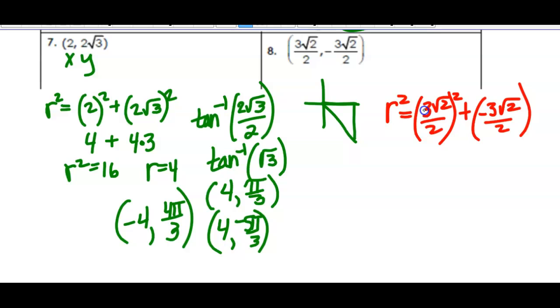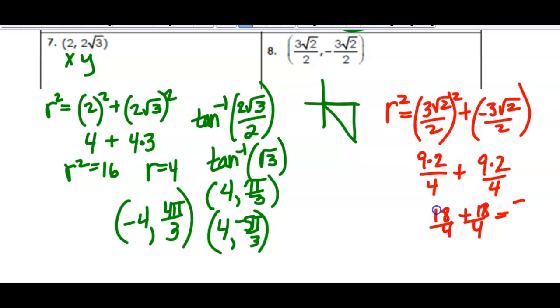squared. So when you square this, you get 9. You square the square root of 2, you get 2. You square this 2 on the bottom, you get 4. 9 times 2 over 4. This is 18 fourths plus another 18 fourths. You add the top and keep the bottom. Remember that? So you get 9. Do it on your calculator. It comes out 9. So the radius is 9. R theta is going to have a 9.